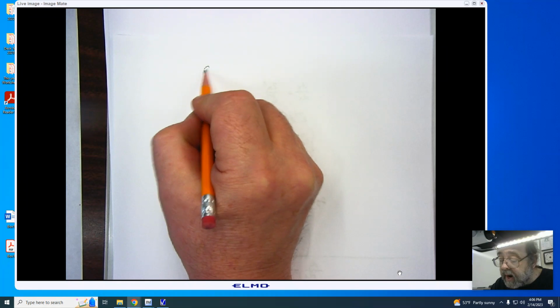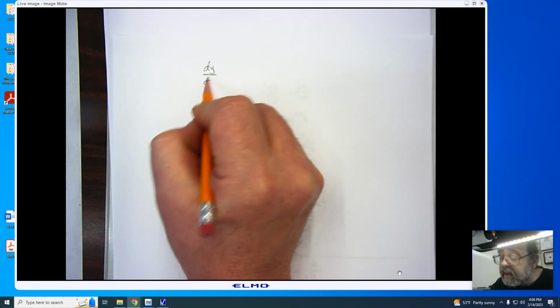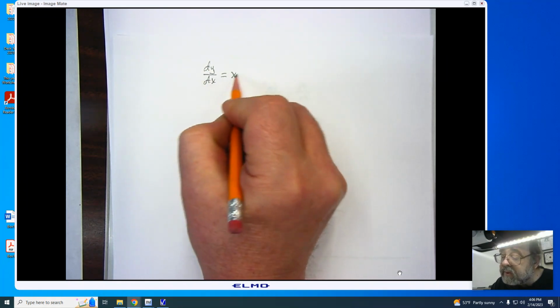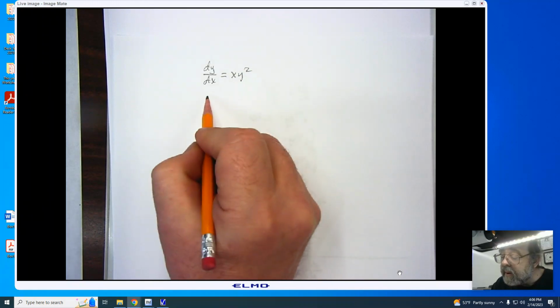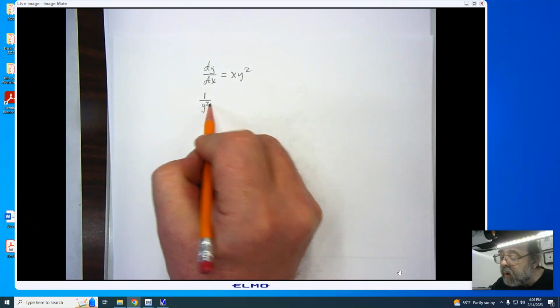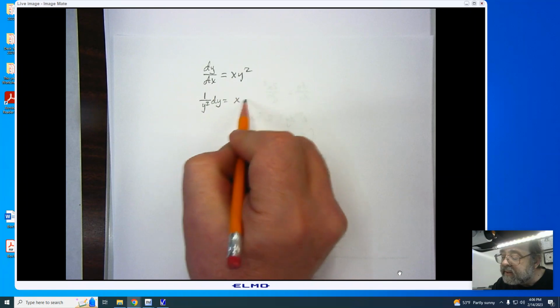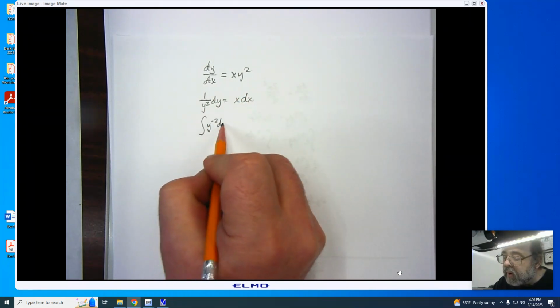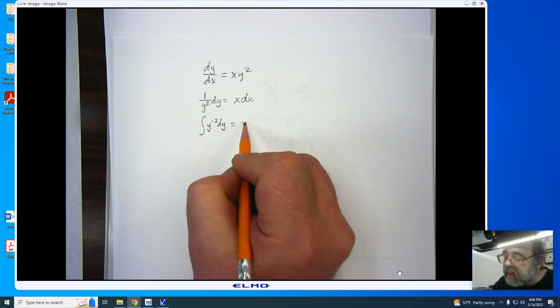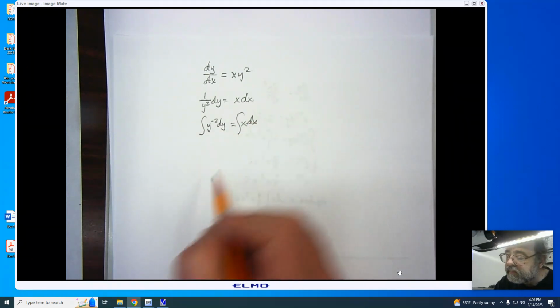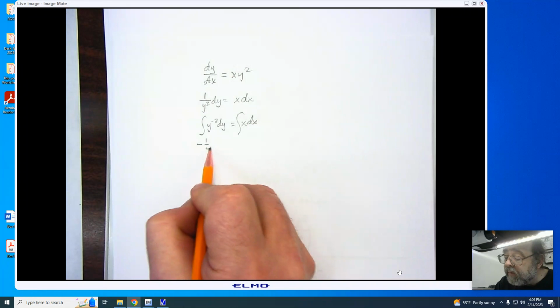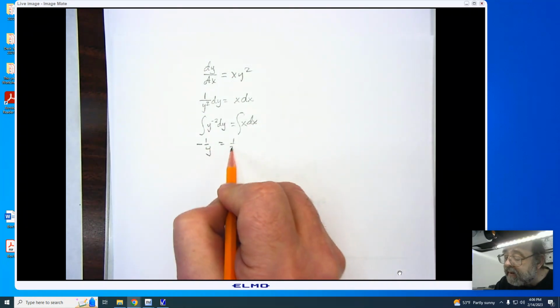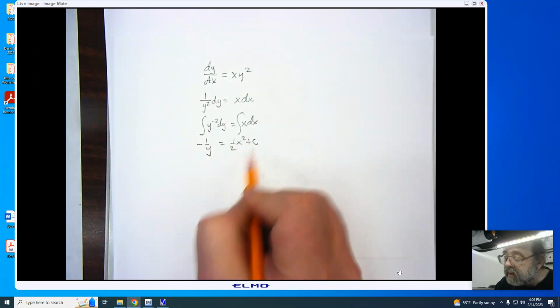Okay, so here we go. We're going to start by writing our equation down. Dy dx is equal to xy squared. We're going to separate our variables. 1 over y squared dy equals x dx. And I'm then going to integrate y to the negative second power dy equals the integration of x dx. I'm going to get negative 1 over y equals 1/2 x squared plus c.